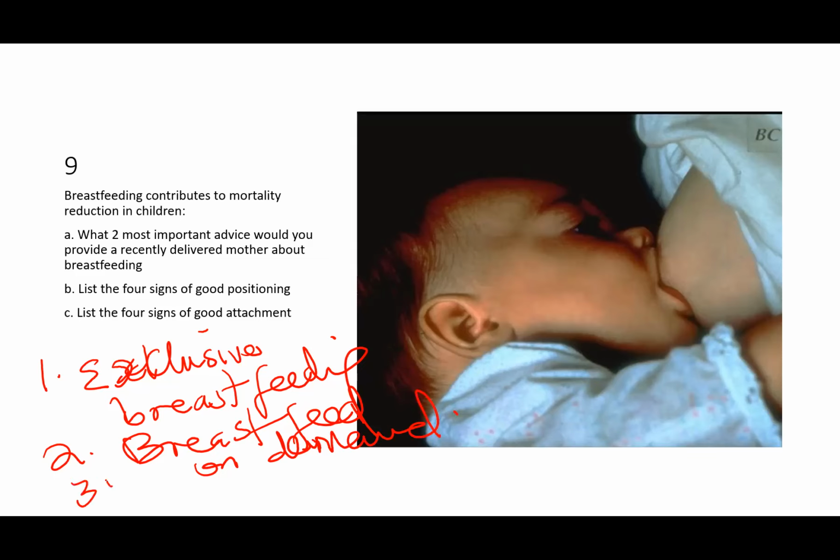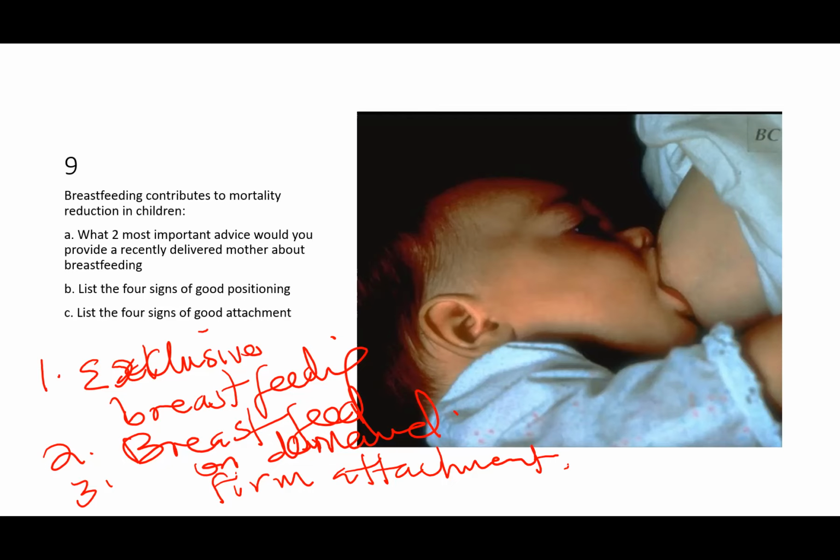Number 3, we said 2, but you also ensure firm attachment while breastfeeding. This is also another advice, firm attachment while breastfeeding. Now, the next question says, list 4 signs of good positioning. Okay, let's see all these signs.